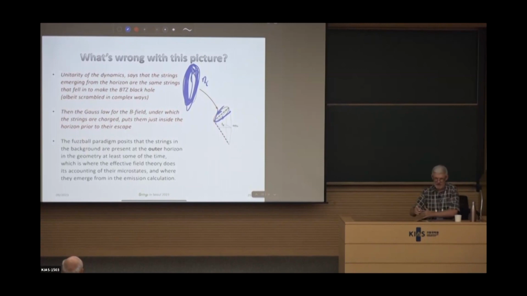So if the string that's being emitted is to be some reconstituted, scrambled version of these guys, then these guys have to be sitting somewhere near the horizon just before the emission process happens. And so to me, that says something akin to a fuzzball picture, that the black hole interior can't be the vacuum. The fundamental strings that are being radiated have to spend at least part of their time near the horizon in order for their emission to have something to do with the microstate of the black hole that you made.